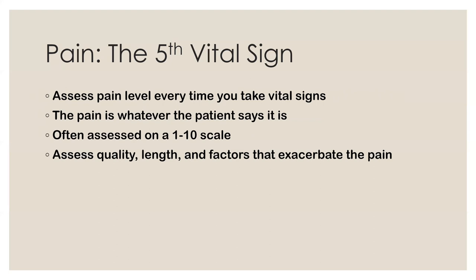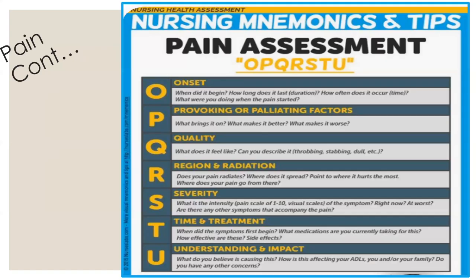And when we're talking about assessing pain, we're going to determine the quality, the length, and the factors that are going to exacerbate the pain, right? We will cover pain more in depth this week in chapter 32. So when you watch my lecture on that, this is just to let you start thinking about it as one of those vital signs. Typically the patient and the nurse will set an acceptable pain score. So the patient will say, I can handle a 3 out of 10 on the pain scale. And then we will deal with higher pain ratings as far as treatments with pain medication and things like that.